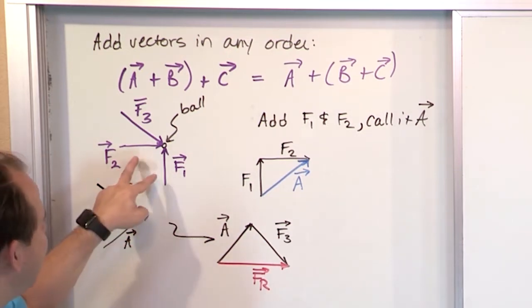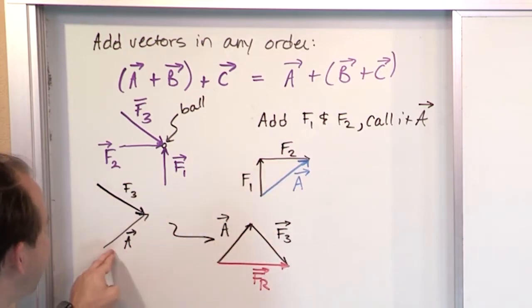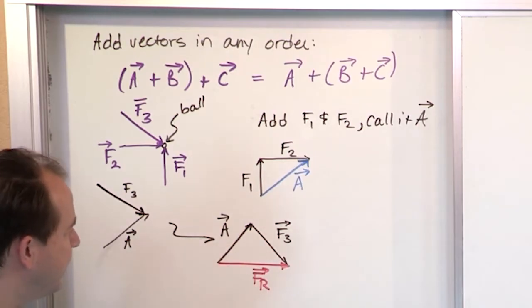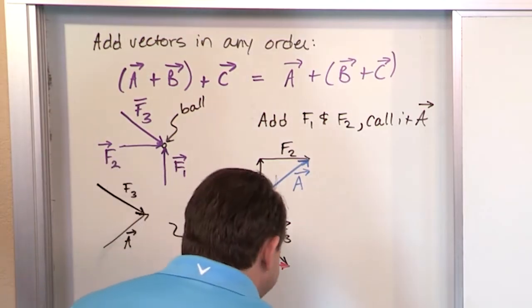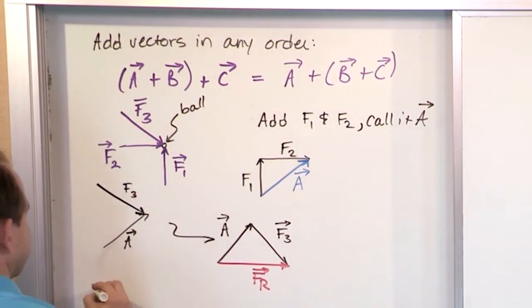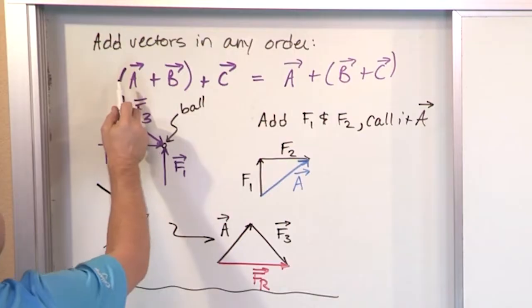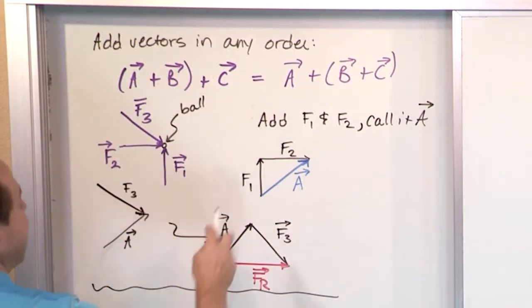But what we did is we added F1 and F2, got an answer, and then added that to the third vector and got an answer. So this is the answer we got. Now, let's do it the other way. Effectively, what we've done is A plus B, get an answer, add it to C. Now let's do it differently.